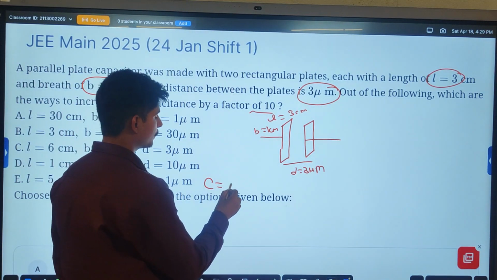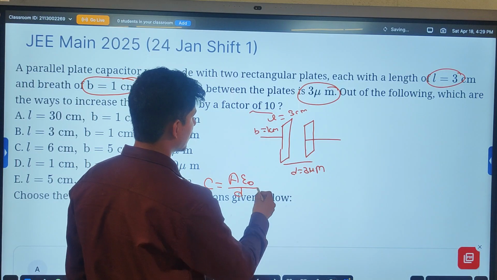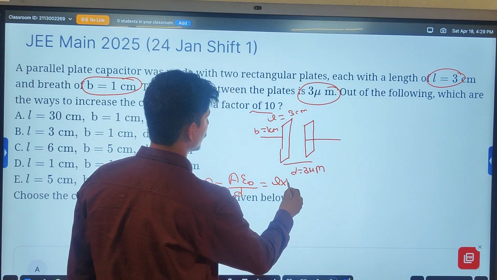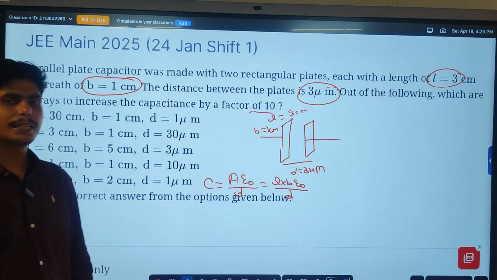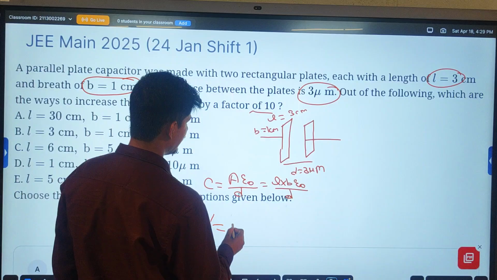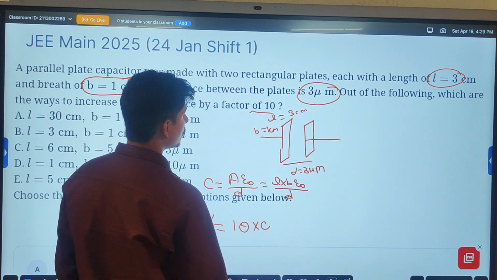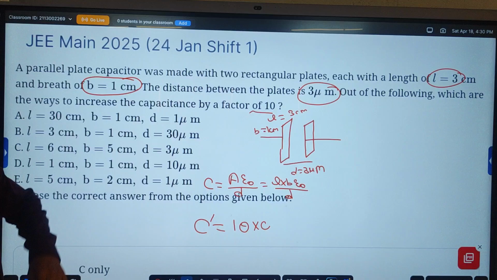C is equal to A epsilon naught upon D. This is the simple formula. Area comes out to be length into breadth, into epsilon naught upon D. And in this question, they have given that the final capacitance, which is C dash, is 10 times the original capacitance C. So which combination do we have to make?